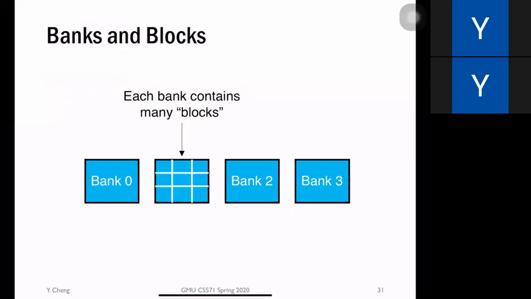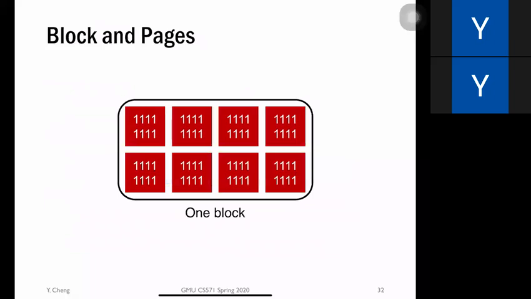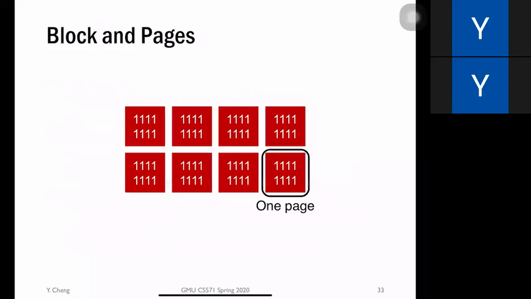A typical flash bank can be further divided into multiple flash blocks. Okay? If you zoom into one particular flash block, it further contains multiple flash pages. And here, in this particular example, this flash block contains 8 pages. And recall that the flash page is the basic granularity of read and write for a flash device.